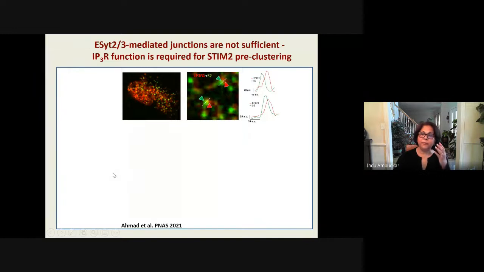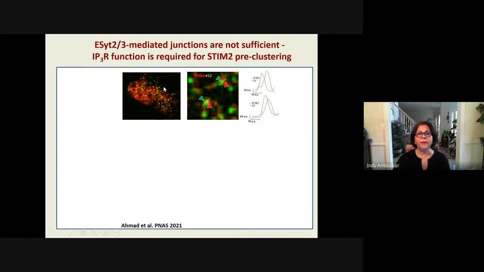So are these preformed junctions sufficient? If you have a junction there, can STIM2 get to that junction? Or are there other cellular cues that are guiding this STIM2 recruitment into the junctions? Colin Taylor had published a paper a while ago talking about IP3 receptors that are sitting very close to the plasma membrane, and they can sense the IP3 that is generated locally within that domain, and they are able to respond. So we were very interested to see whether these IP3 receptors sitting very close to the plasma membrane might have a role in activation of STIM2.